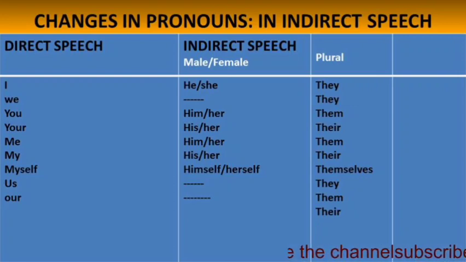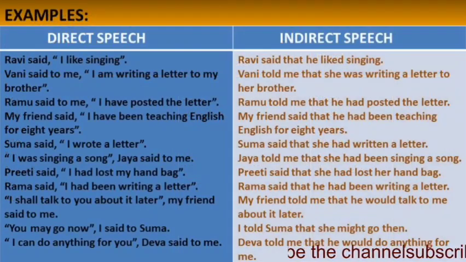Okay, if it is singular, if it is plural, if it is male or if it is female, according to that we need to change it. Then look at the examples based on the tenses. Ravi said, "I like singing." Here the tense is simple present tense.